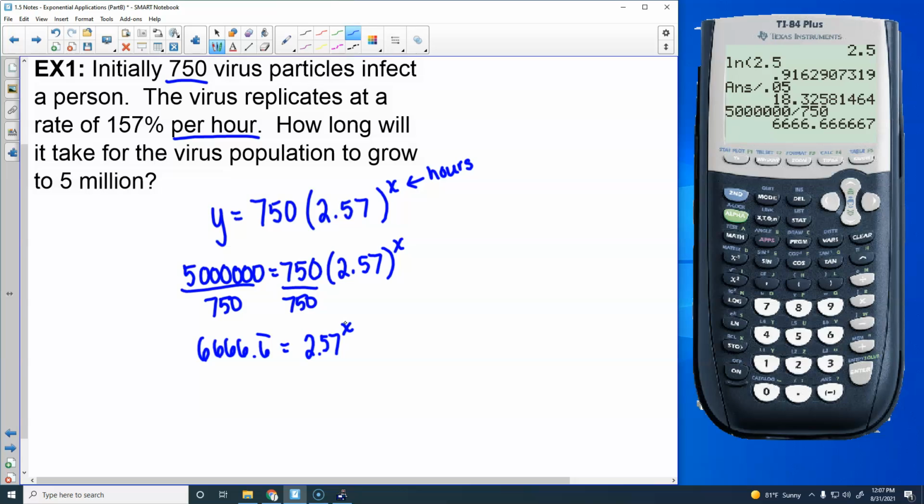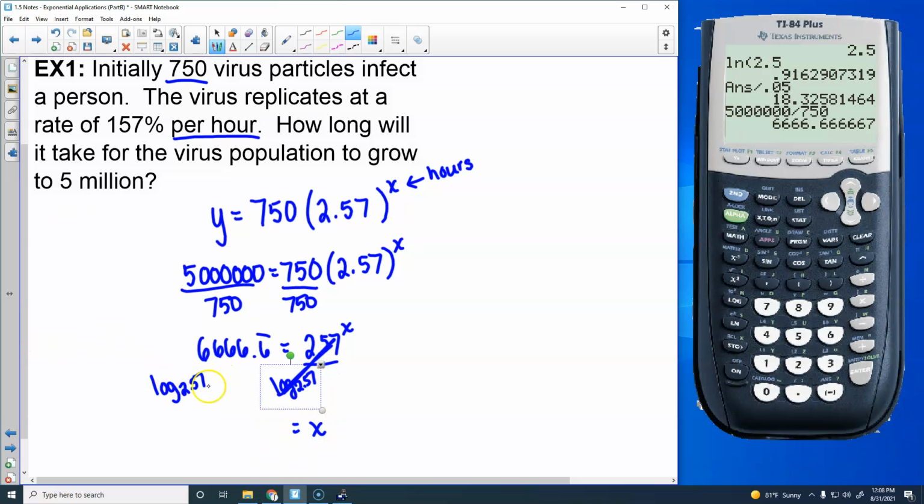What next, Elijah? Okay, so whenever I have a base and an exponent, I need to get rid of that base. What's the opposite of an exponential? It's a log. So we're going to do log base 2.57 on both sides, which is just going to cancel over here, so you just have your x.